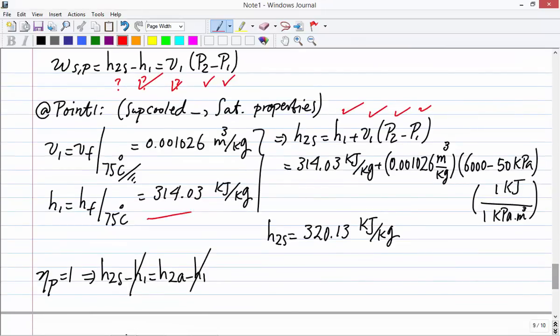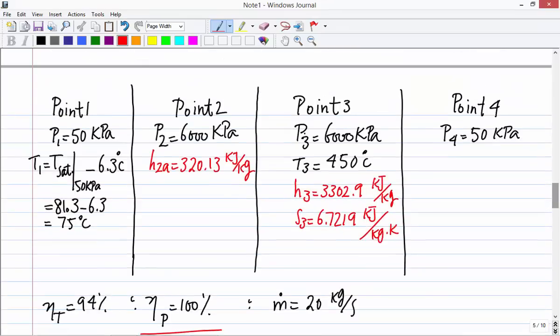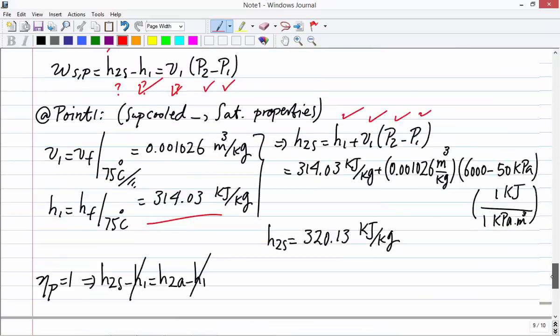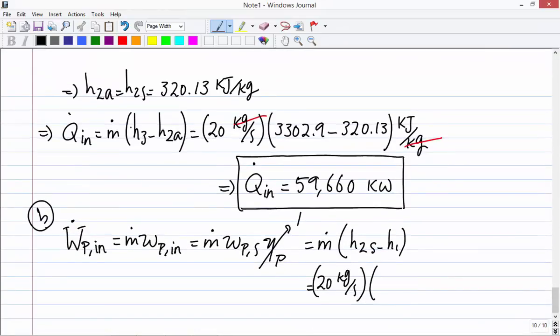H1, I forgot to update H1 actually. I'm sorry about it. See, even sometimes I forget. So H1 is, okay. Then that would be 320.13 minus 301.4 or 3 kilojoule per kilogram. Perfecto.